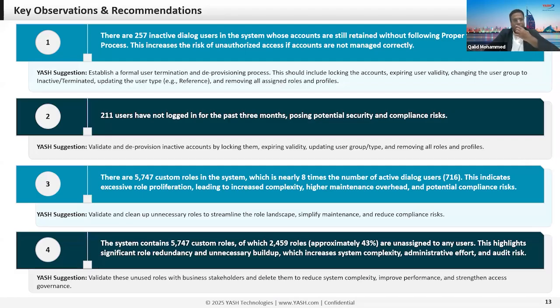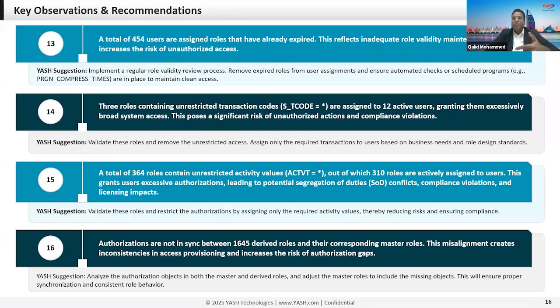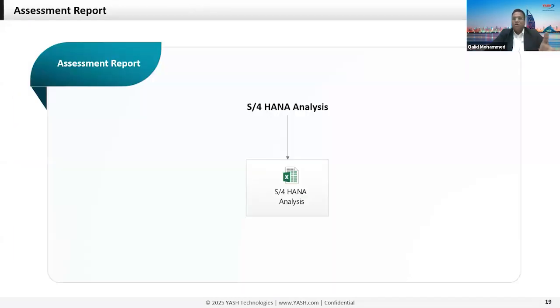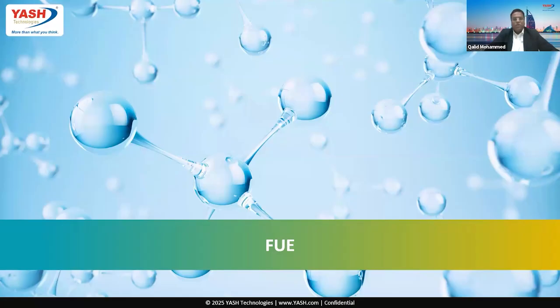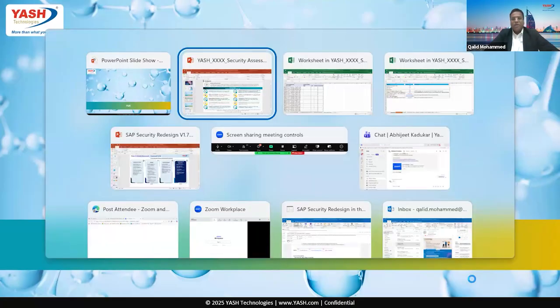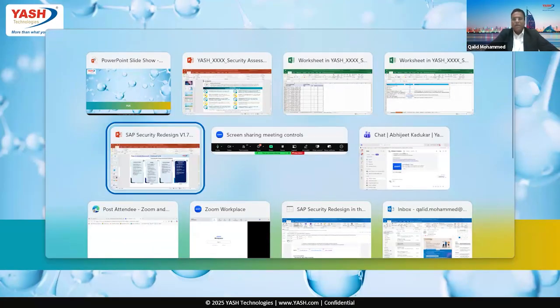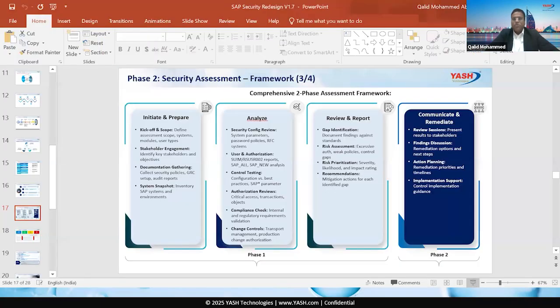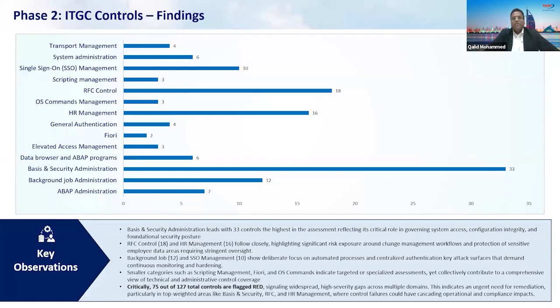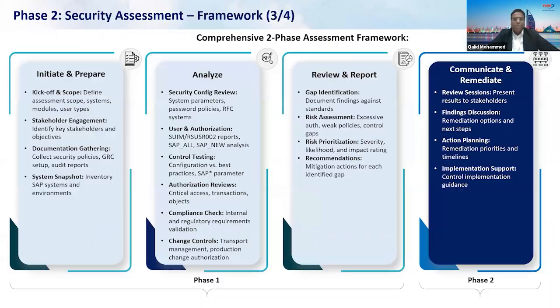and here, for each observation and recommendation, you can see there's an observation, inactive dialog users, and then you've got the suggestion. How do we need to fix that? So likewise, you will find all the observations here and the recommendations on how to fix them, on those controls. Then you've got the FU part. We'll come back to this FU analysis in some time. So let's go back to our slide here. So this assessment will give us the complete understanding of the current security posture of the landscape.